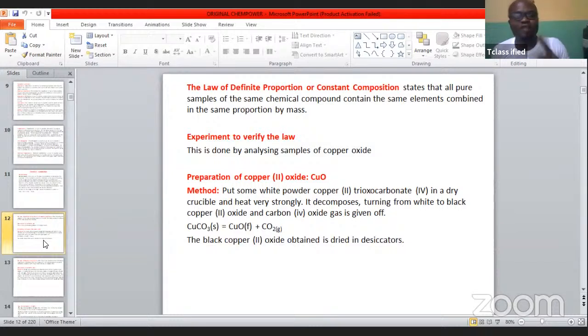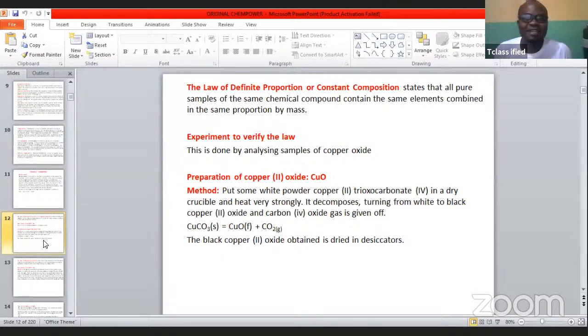So we call it the law of definite proportion or the law of constant composition. And it states that all pure samples of the same chemical compound contain the same elements combined in the same proportion by mass.